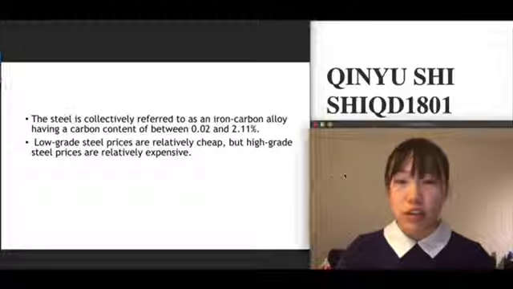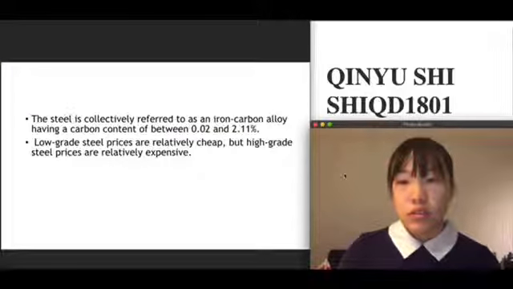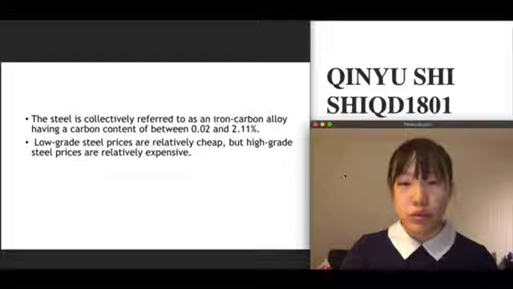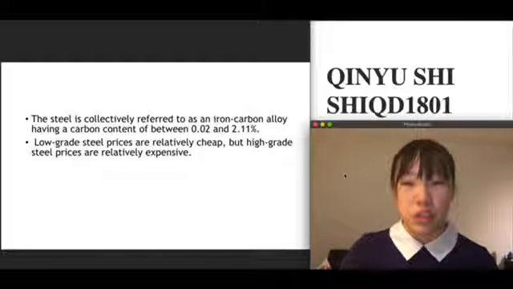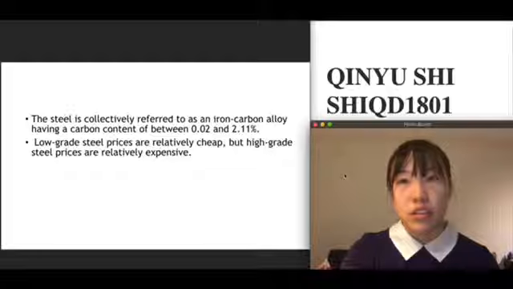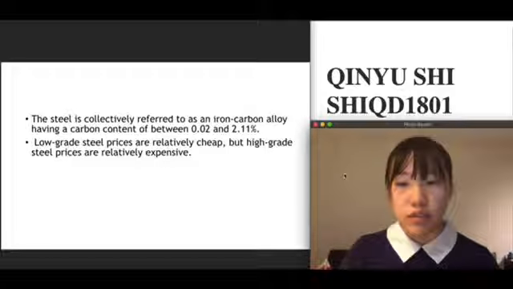Let's start from what steel is. Steel is collectively referred to as an iron-carbon alloy having a carbon content of between 0.02% and 2.11%. Steel is one of the oldest materials, used from the most common civil cars to today's advanced racing cars. Low-grade steel prices are relatively cheap, but high-grade steel prices are relatively expensive, with a price of 1,000 or even more.